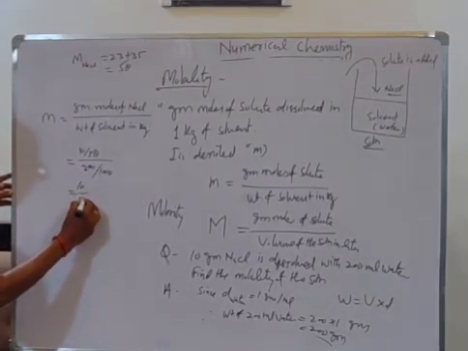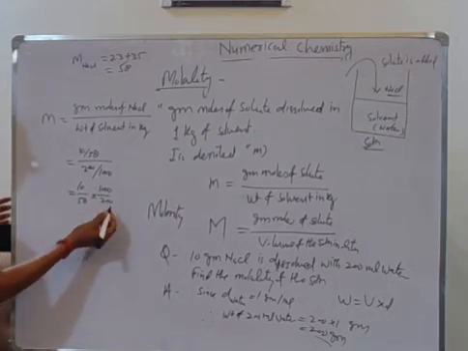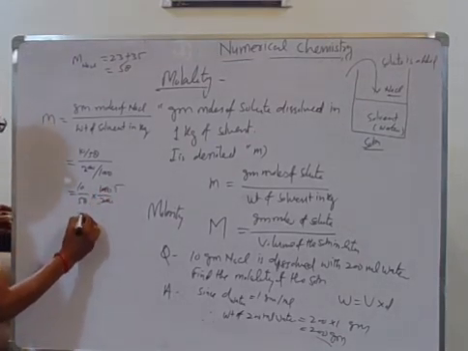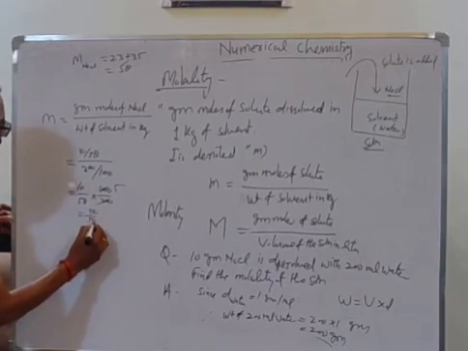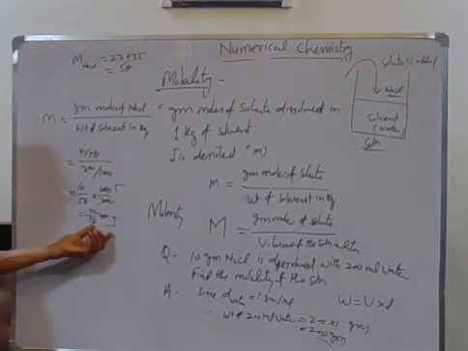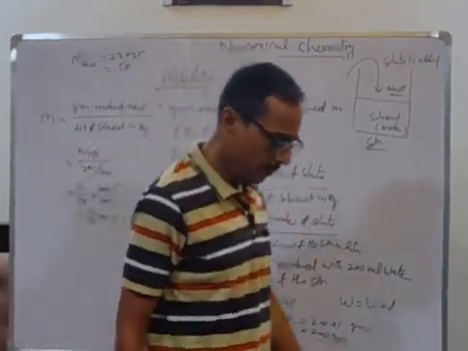10 by 58 into 1000 by 200. That will be whatever. This is 5, 50 by 58. That is nearly equal to 0.9. So this is the molality. So it is very clear.